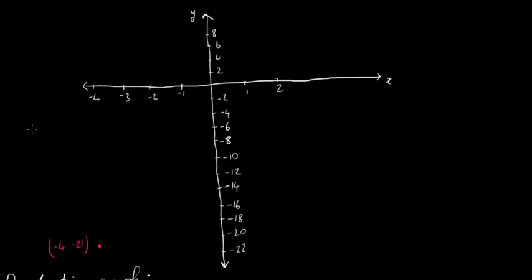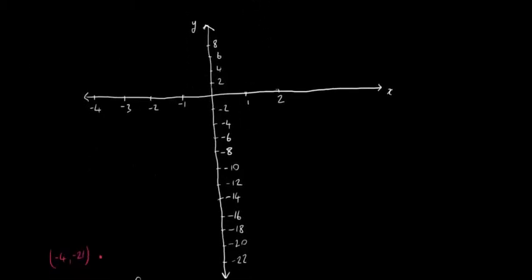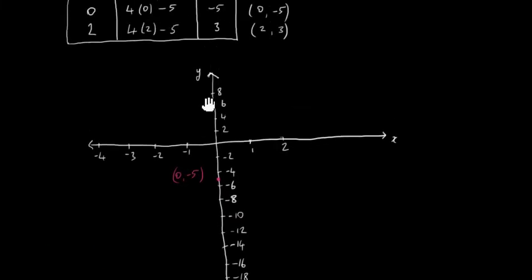Now, the second point was 0, minus 5. 0, minus 5 is going to be here. So this one here is 0, minus 5. And the third one then is 2, 3. So let's just plot that one. 2 is here, 3 is here. So this one here is 2, 3. Now if I join those up, I should end up with a straight line.